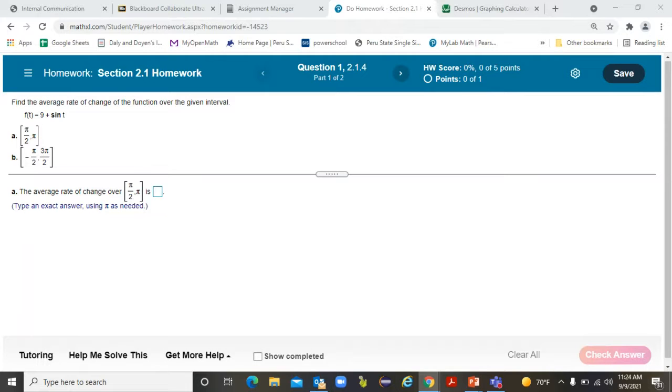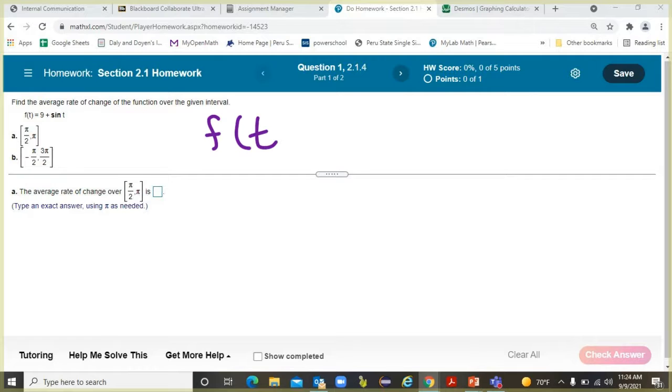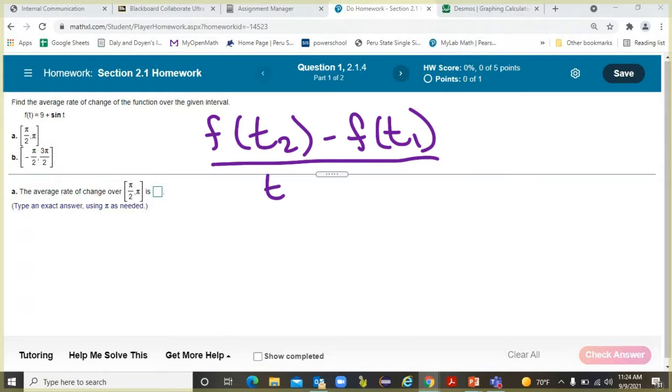All right, so let's check out the 2.1 homework where we're looking at average and instantaneous rate of change. So this first one: find the average rate of change of the function over the given interval. The average rate of change, remember, is really just change in y over change in x. So essentially using function notation, that ends up being f of t2 minus f of t1 divided by t2 minus t1. And this is just the slope formula, change in y over change in x.